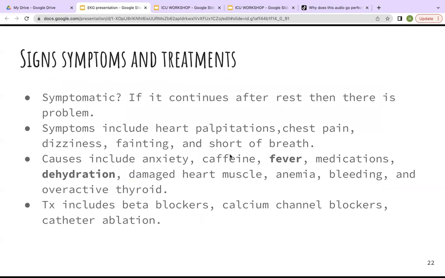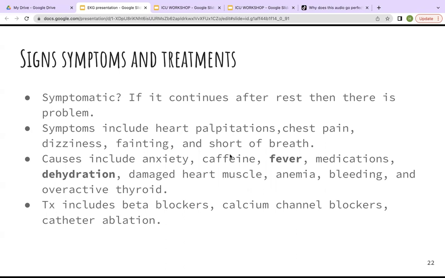Going back to what we said with bradycardia, if we're going to treat this, are they symptomatic? Is this their baseline? Sinus tachycardia is a normal mechanism our body uses, especially in fight or flight. If we exert ourselves, if we're anxious, if we have too much caffeine. And it doesn't become an issue until someone is at rest and it's still tachycardic. Some symptoms that patients could feel are heart palpitations, chest pain, dizziness, fainting, and shortness of breath.